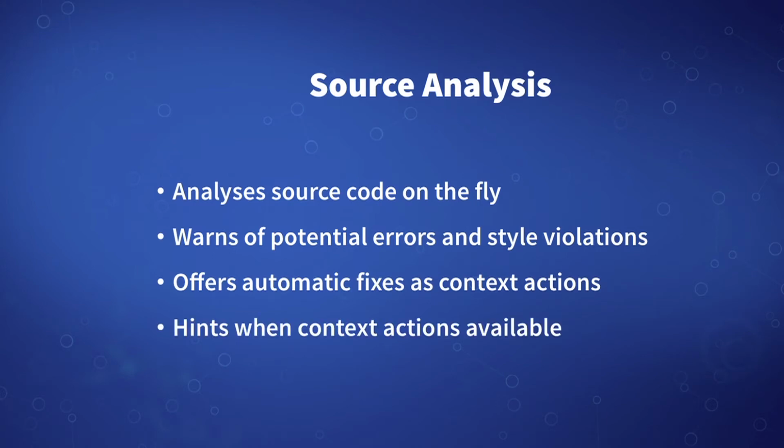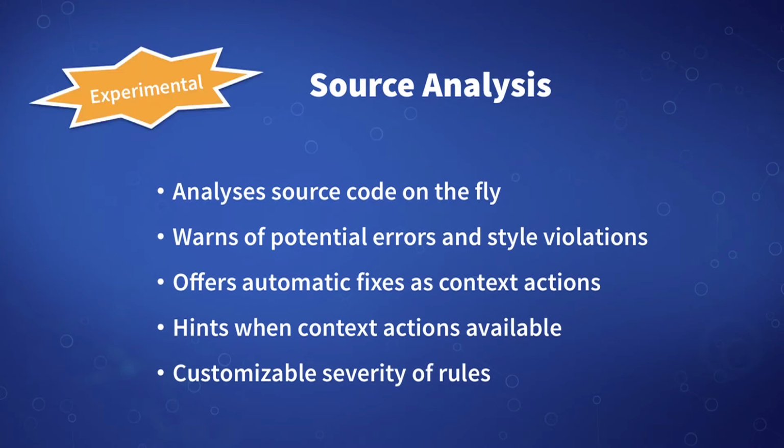And the other thing that source analysis does is that whenever context actions are available, it shows you a little smart tag at that point. So if you're trying to discover where context actions are available, you just have to watch out for that, go and see what's offered there. And if you don't like some of the rules, you can go and turn them off. You can turn them from errors into warnings, from warnings into suggestions, and so on.